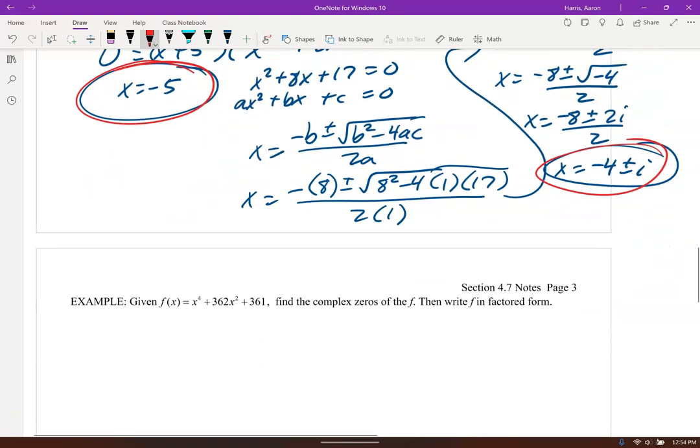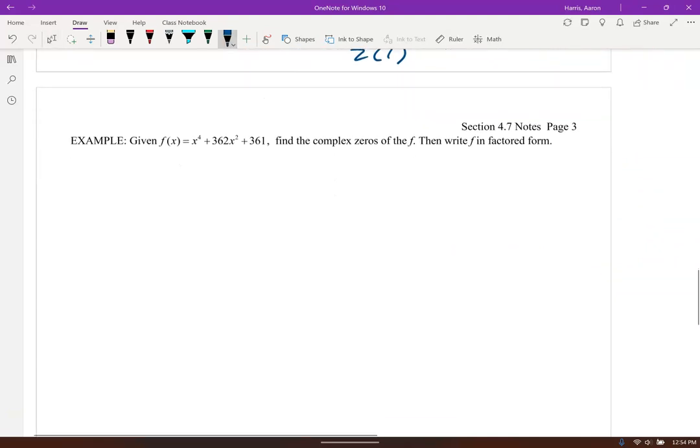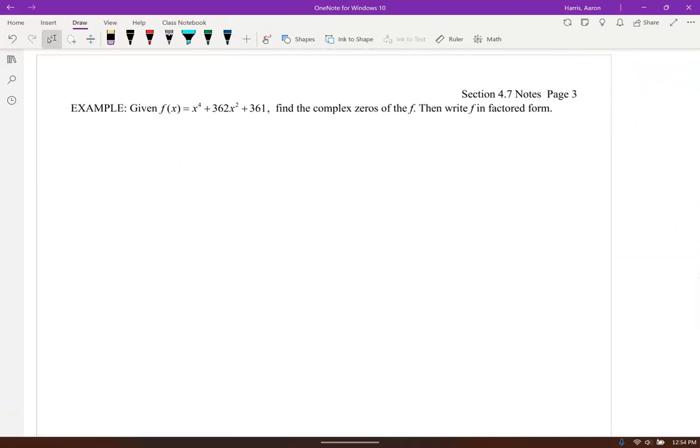All right, let's go ahead and finish off this last one here. Given a fourth degree, find the complex zeros of the function f. Well, the nice thing about this is it's quadratic in form, so it'll actually factor for you nicely. It's kind of like factoring x squared plus 362x plus 361.